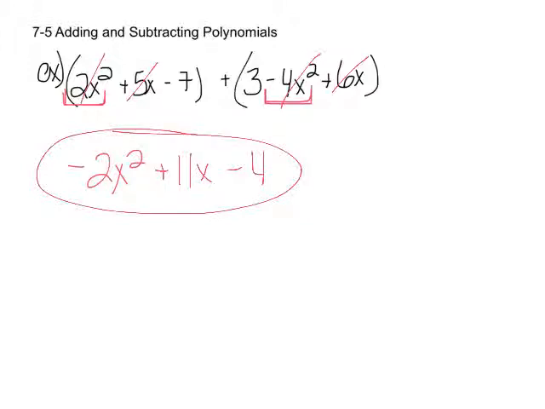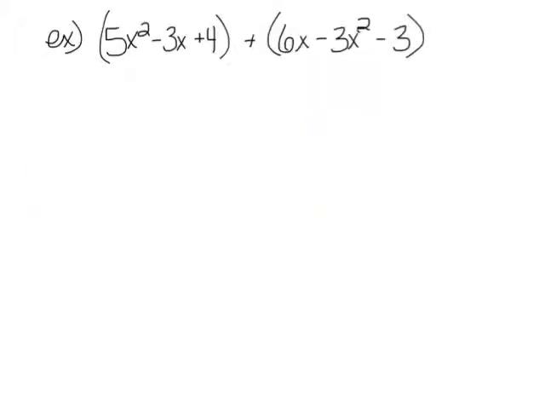And when you are writing your new answers, make sure that you're writing that in standard form, so you have your highest degree to your lowest degree. So I have my highest all the way down to my constant. Let's go ahead and take a look at another example.